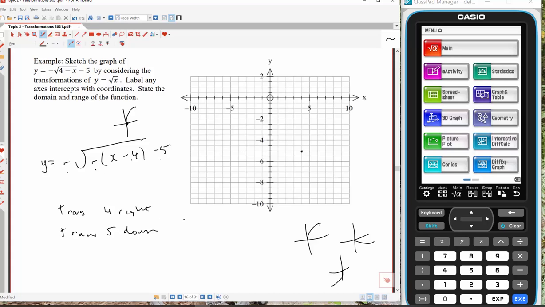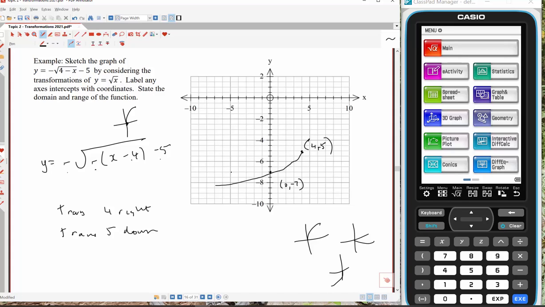So let's do that. So what I'm going to do is sub x equals 0 to get the y-intercept. So 0 goes in, that is -4. -4 when negated is 4. 4 square rooted is 2. 2 negated is -2. -2 take 5 is -7. So it's there. 0, -7. All right, here goes my attempt. That's not bad. All right, remember that this is a key feature. So 4 to the right, 5 down.